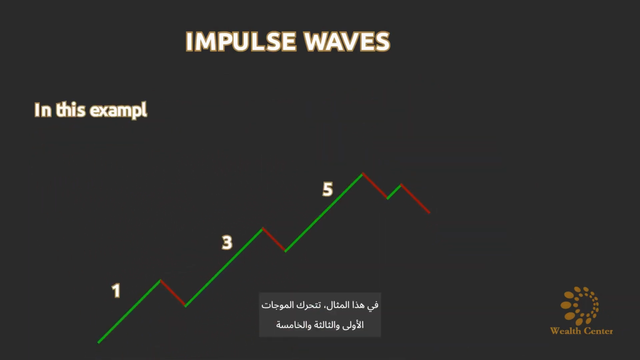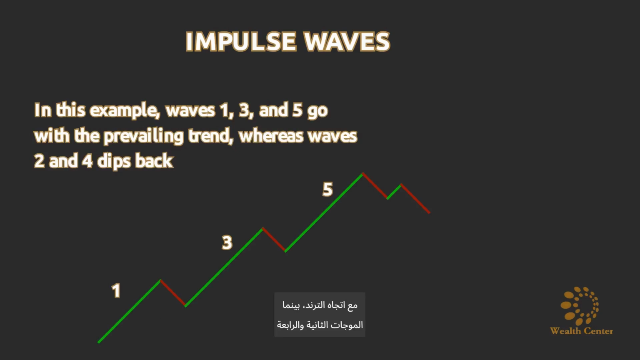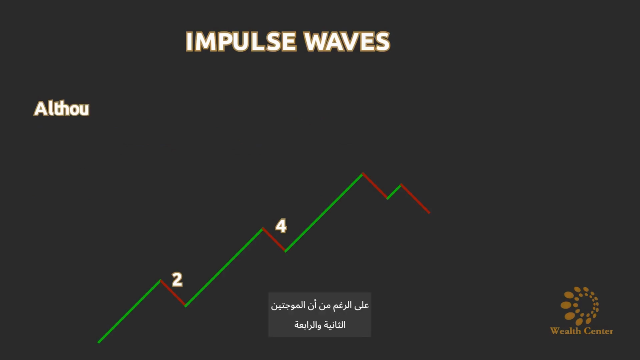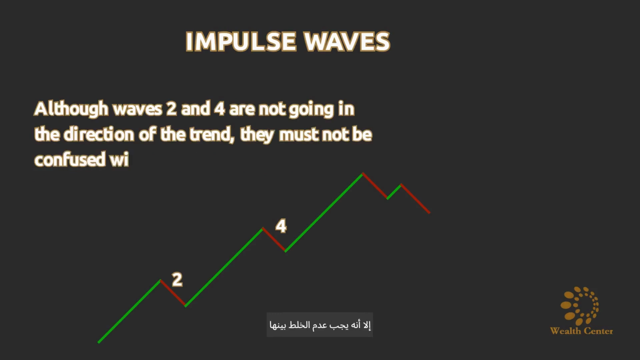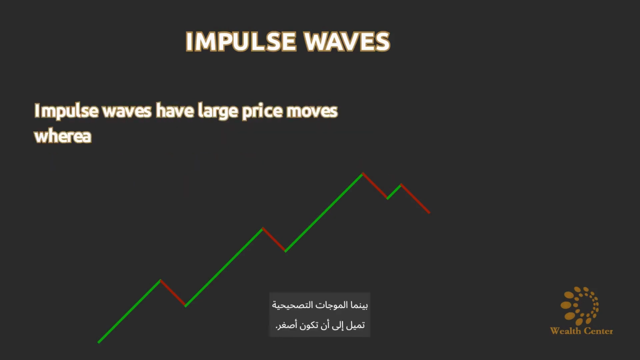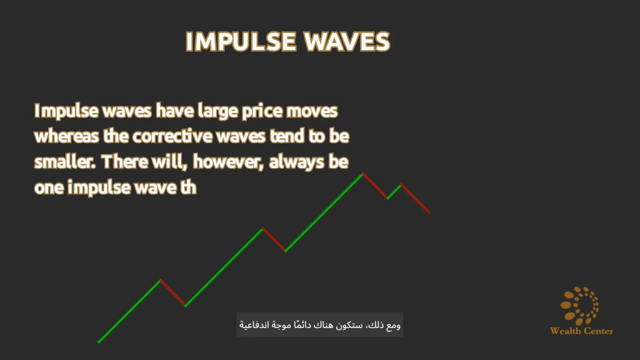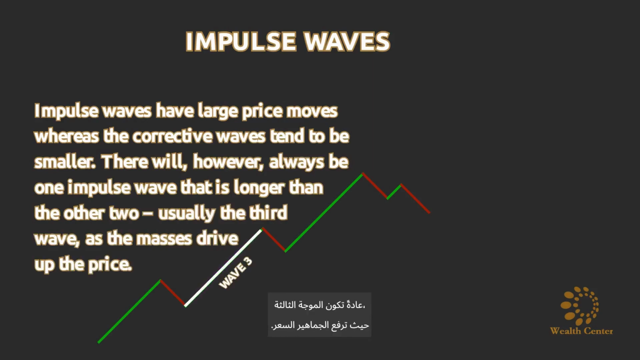In this example, waves 1, 3, and 5 go with the prevailing trend, whereas waves 2 and 4 dip back in the opposite direction. Although waves 2 and 4 are not going in the direction of the trend, they must not be confused with the corrective waves A, B, and C. Impulse waves have large price moves, whereas the corrective waves tend to be smaller. There will, however, always be one impulse wave that is longer than the other 2, usually the third wave, as the masses drive up the price.